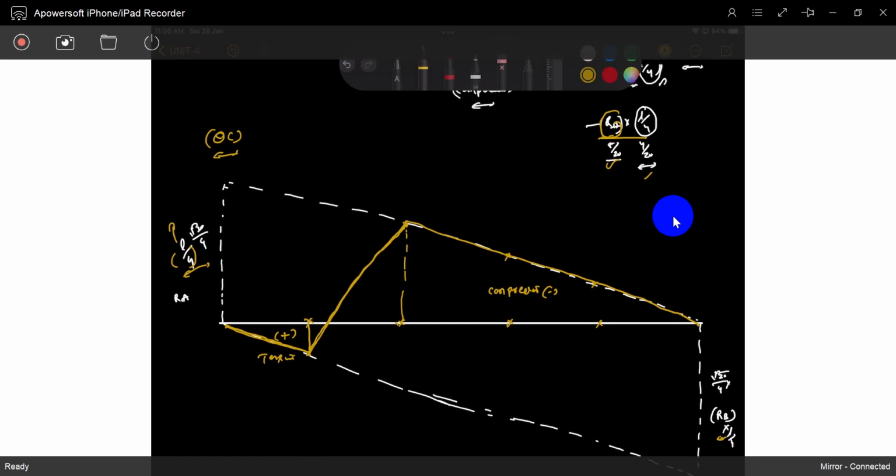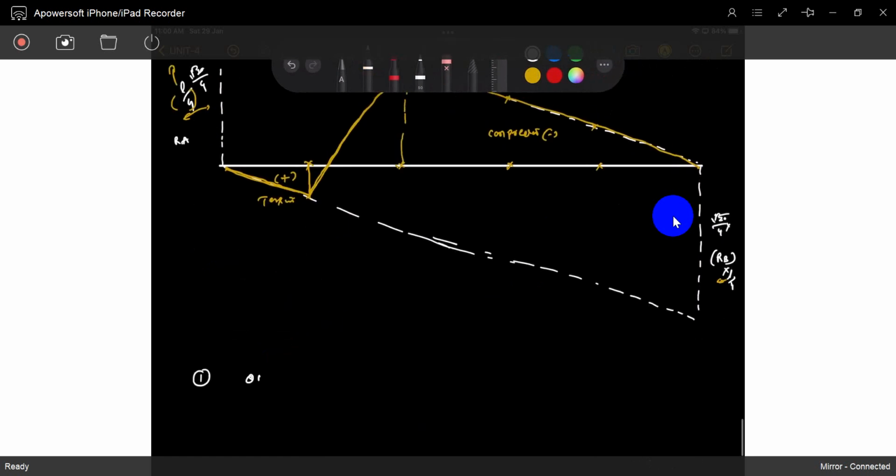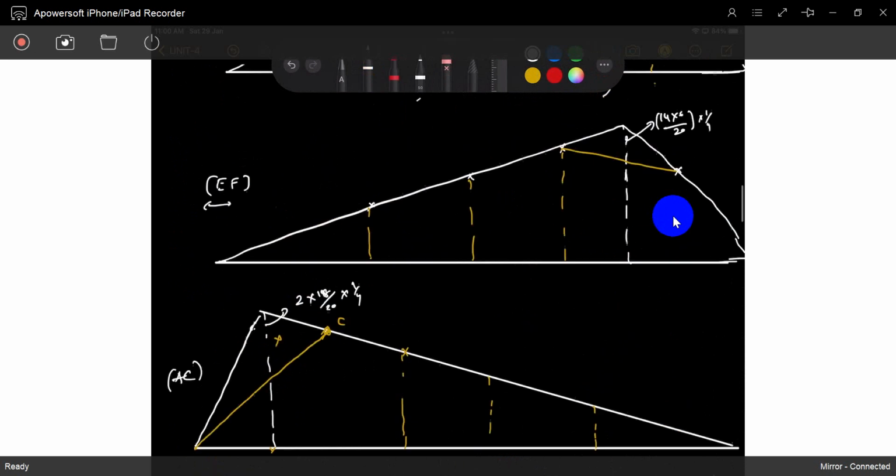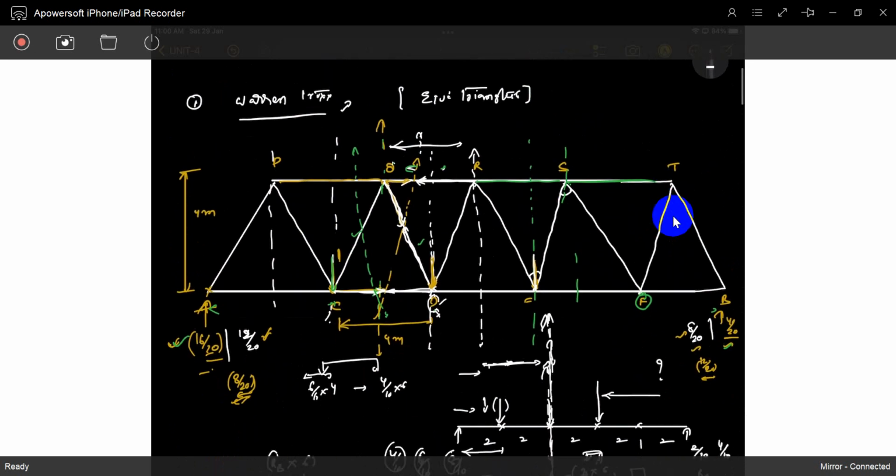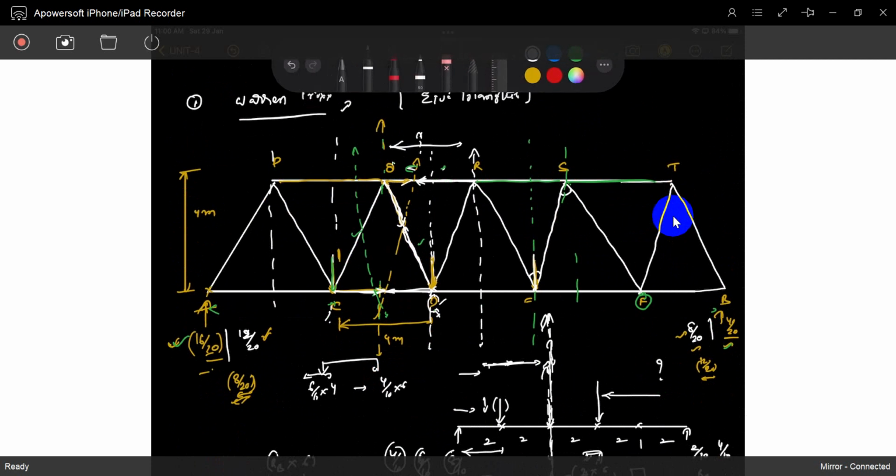Okay, now you can observe it. The same for QD, you will observe it. For the QD, I will cut like this. Everything is the same, I will cut like this only. The load is at the C joint. This value is 16 by 20, and this value is 4 by 20. So I will cut like this.